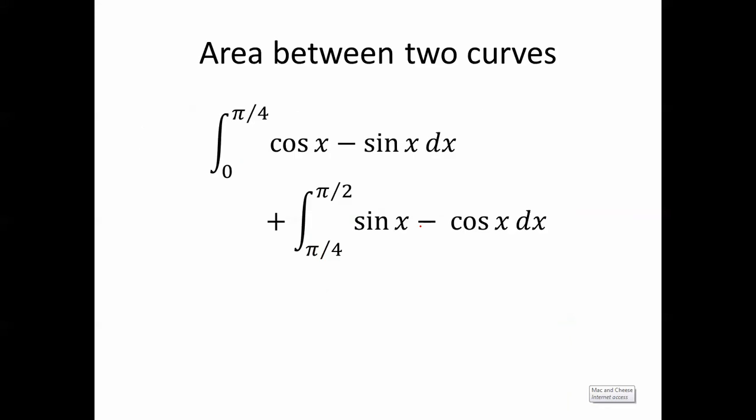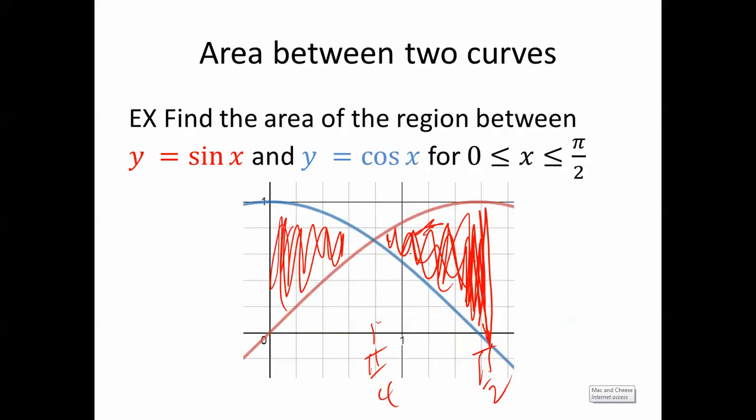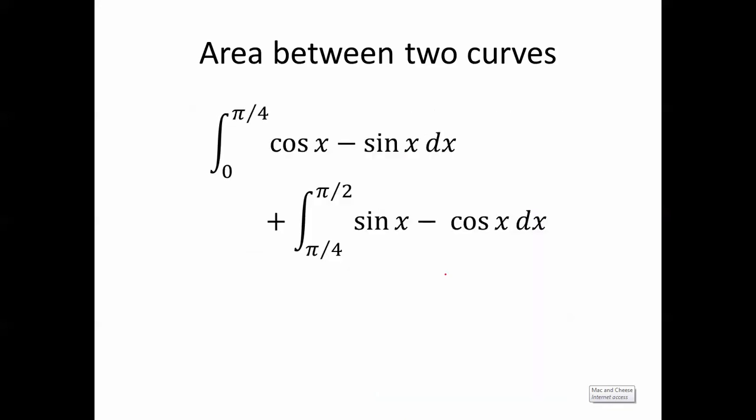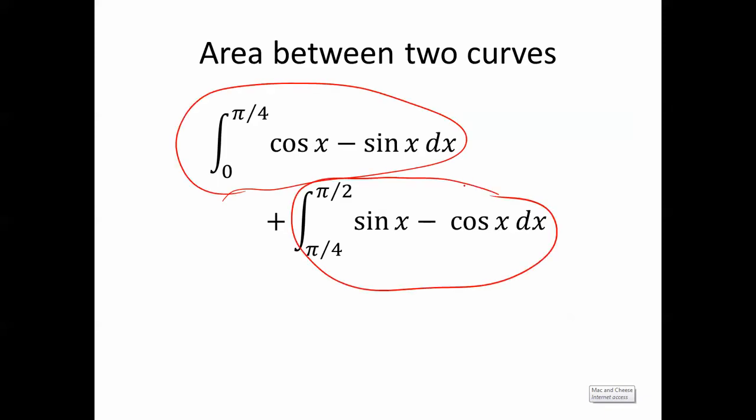So here's what we need to do. For this first integral, it's going to be the top minus the bottom, cosine x minus sine x. And for the second one, it's going to be sine x minus cosine x. So here we have it, cosine x minus sine x, x goes from 0 to pi over 4. Sine x minus cosine x, x goes from pi over 4 to pi over 2.